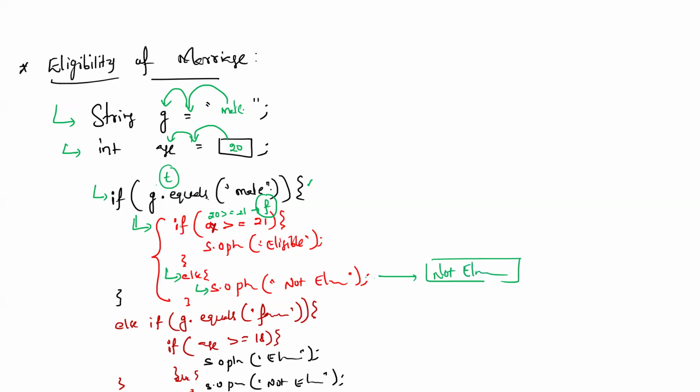For example, next scenario, if the input is female, age let it be 20 only. Then first female will be assigned to gender, 20 will be assigned to age, then JVM comes to obviously the first block. Gender dot equals male, female dot equals male. True or false? False. Then where does JVM go? Its alternate block called this else if. It will not enter into the body, it will go here. Gender dot equals of female, yes, true. Then enters into the body.